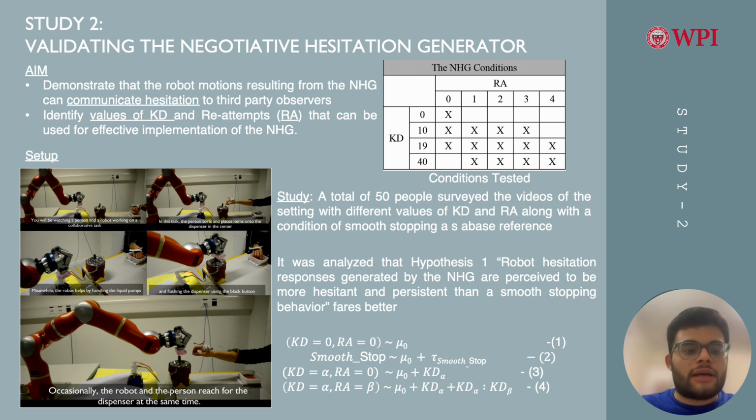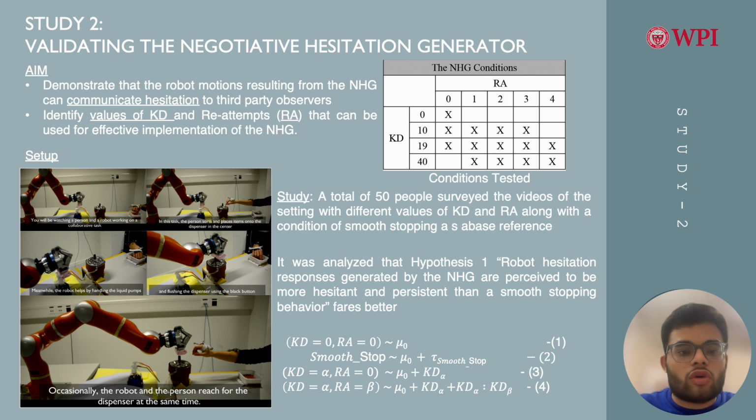Now it may happen that the human and the robot alternately go for the dispenser, but once in a while, as we can see in the bottommost representation of the picture over here, the robot and the person reach for the dispenser at the same time. This video was taken and shown to 50 people, who surveyed the videos of the setting with different values of KD and RA of the robot.